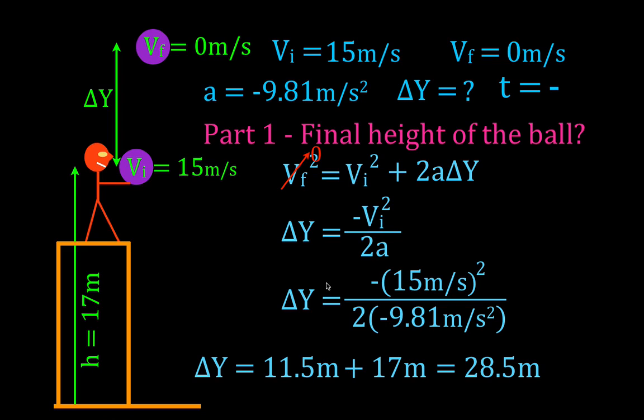Okay, there you go. I think that was pretty straightforward. We drew a nice picture. We wrote down all 5 variables, figured out what we know, what we don't know, chose the correct kinematic equation, solved for the unknown, plugged the values in, and got the answer with the correct units.